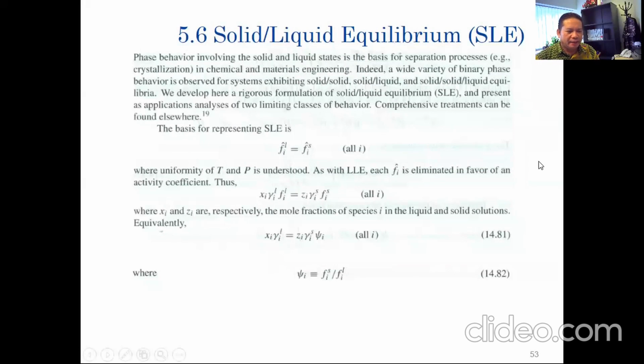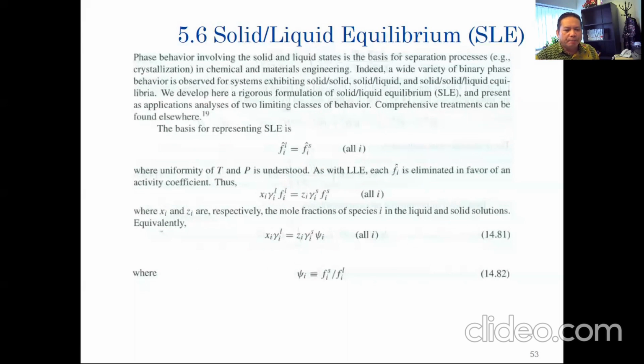Hello, welcome back. The next topic will be on solid liquid equilibrium, or SLE. This is the phase behavior involving the solid and liquid state, and this is also a basis for separation processes. It means that you want to extract a solid from the liquid, especially crystallization, for example sugar crystallization, something like that.